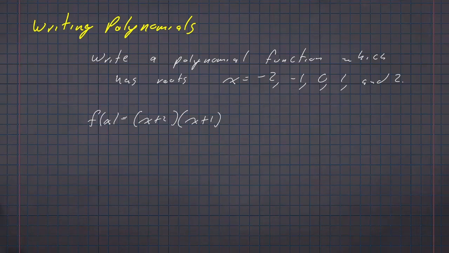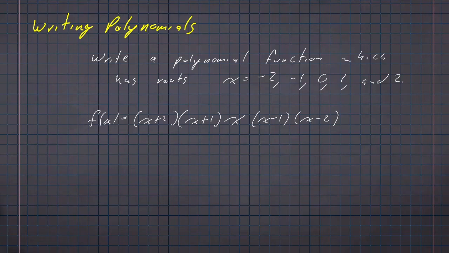To get a root of 0, you must have had a factor of x minus 0, or just x. To get a root of positive 1, you must have had a factor of x minus 1. And to get a root of positive 2, you must have had a factor of x minus 2. By simply writing out all of the necessary factors, we force ourselves into a polynomial.